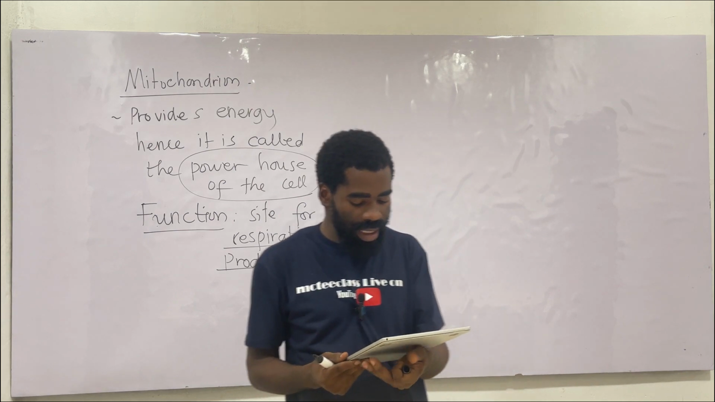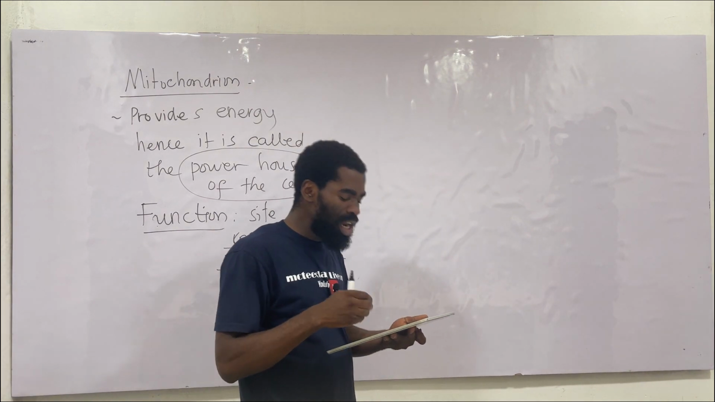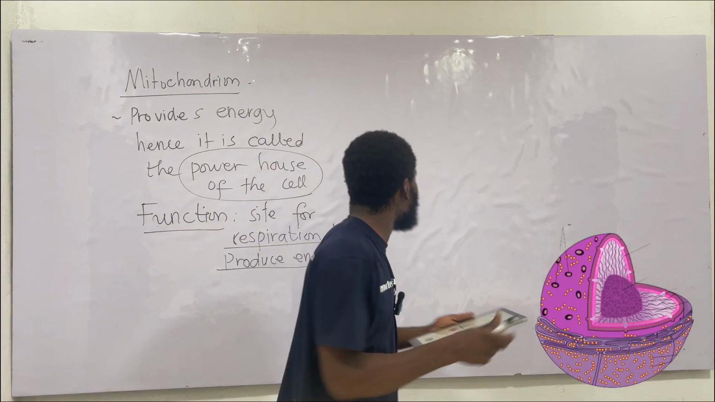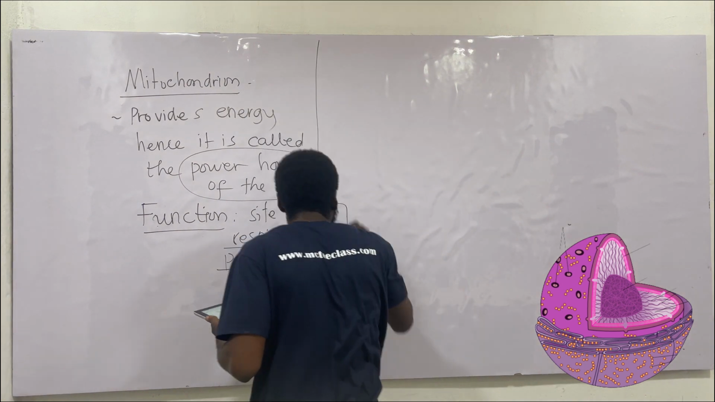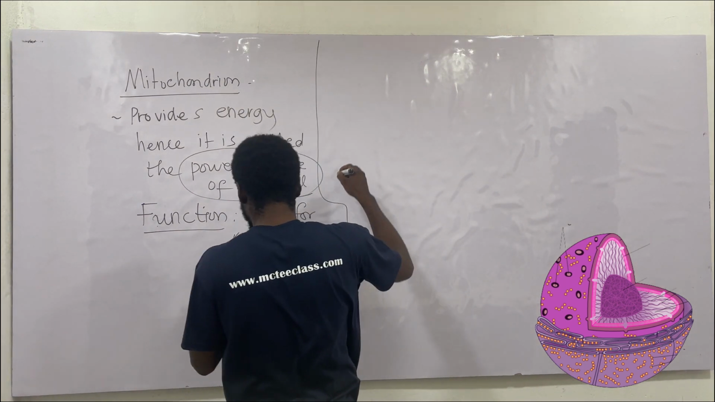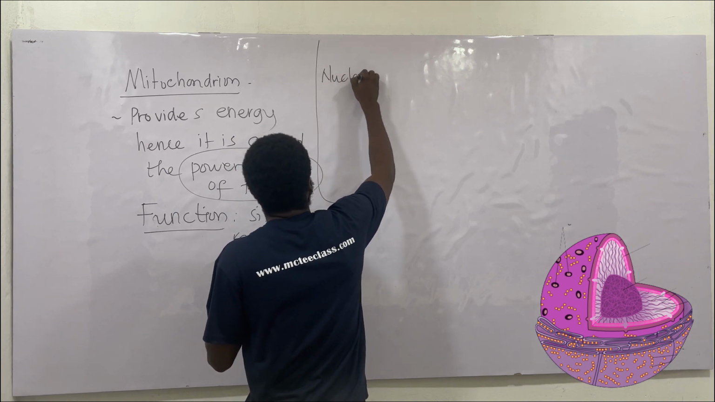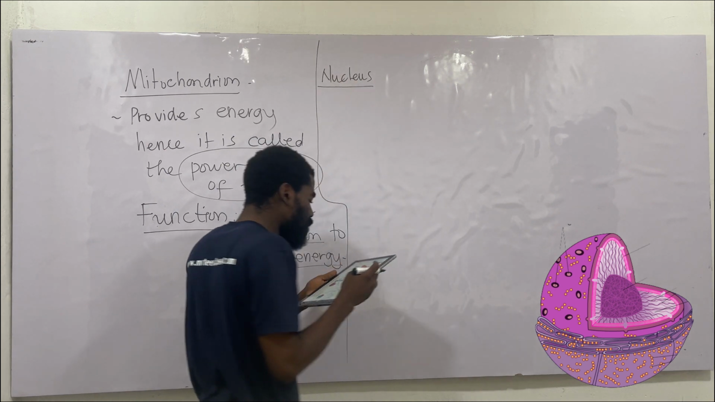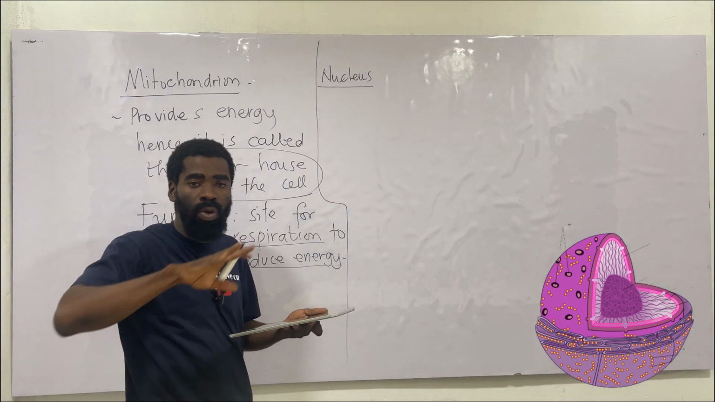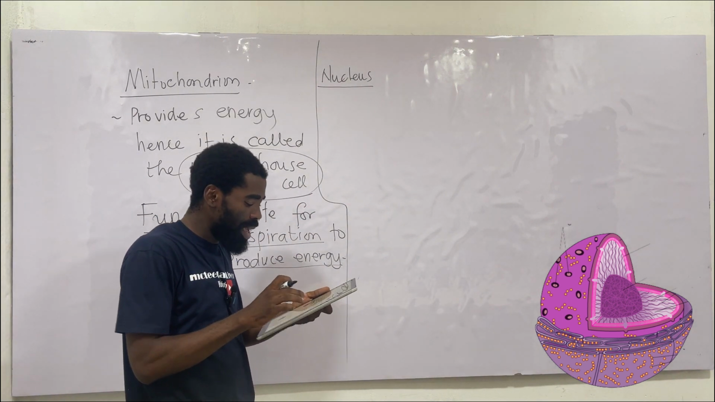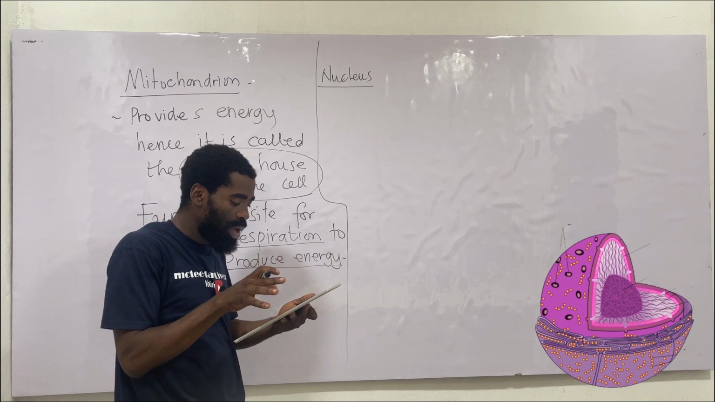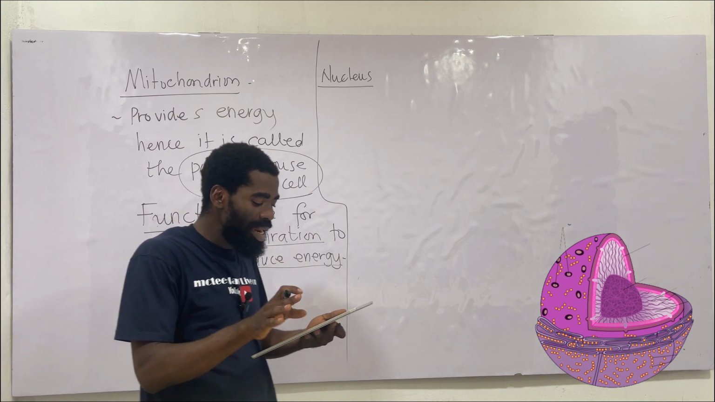Good. Let's move. So that's another organelle. Then we go to the nucleus. What is the nucleus? The nucleus is the chief of the cell. Now, the nucleus is spherical in shape. It looks like a ball. You can see the picture there. It looks like a ball, spherical in shape.